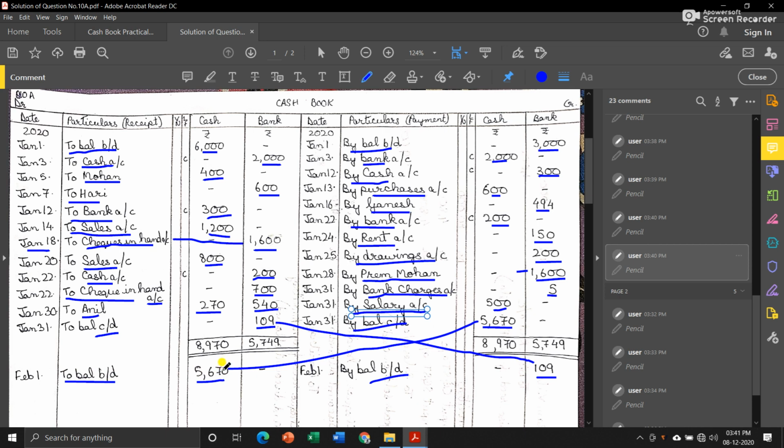In our next session we will be solving one last question of cash book, and then we will move into our third type of cash book, that is petty cash book.